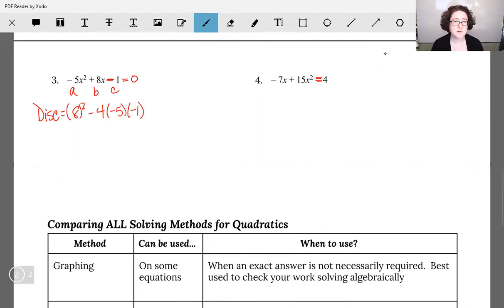Now, this is one of those where we want to be very careful with these negative signs. So 8 squared is just 64. We're going to do a -4 times -5 times a -1. Well, negative times negative gives us a positive, but times another negative gets us back to a negative again. So we're subtracting 20. Except that actually comes out as a positive number. However, it comes out to 44.